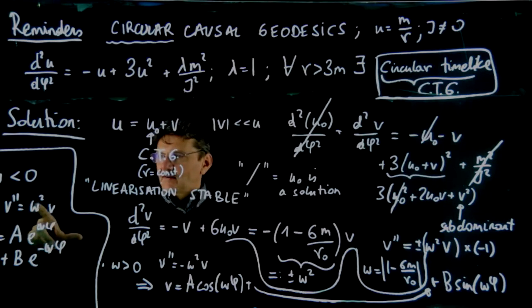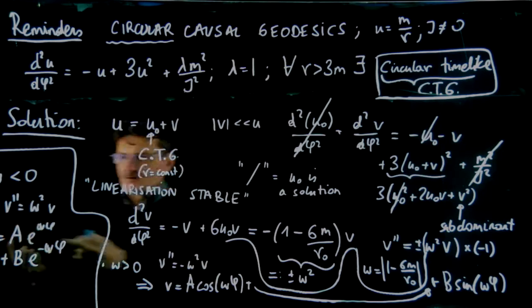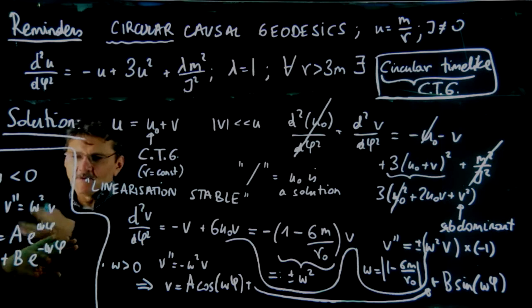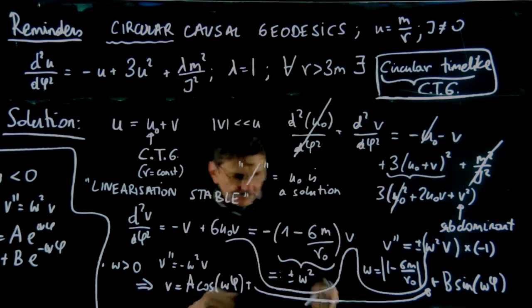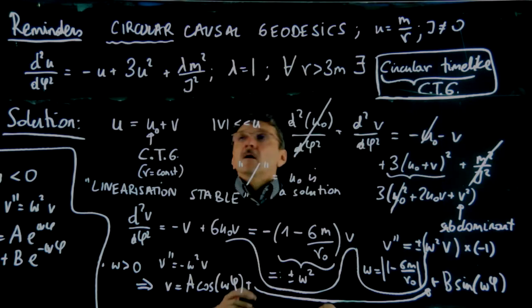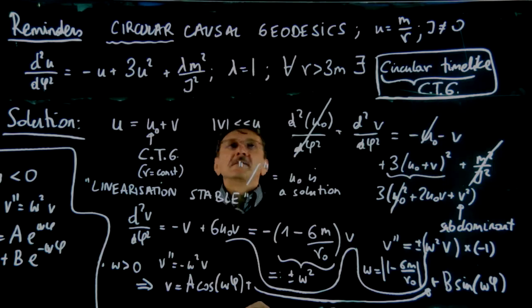Right, so, well, if you differentiate this thing twice, you're going to get omega square V, and same with this one. Thanks, Lion. So this is circular causal geodesics.